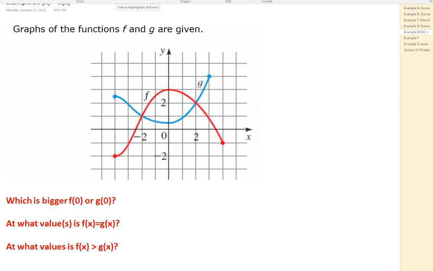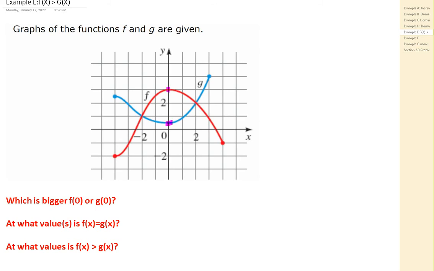Well, let's try and estimate the values for each of these. So what's f of 0 equal to? Yeah, it looks like it's about 3, right? So f of 0 is 3. How about g of 0? Who else? What's g of 0? Yeah, about 0.5.